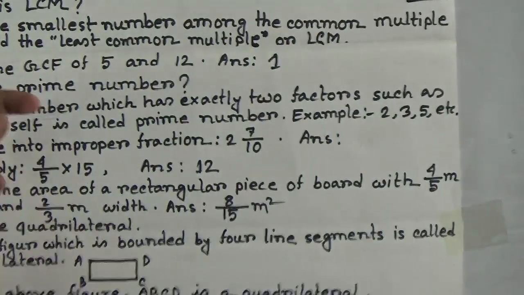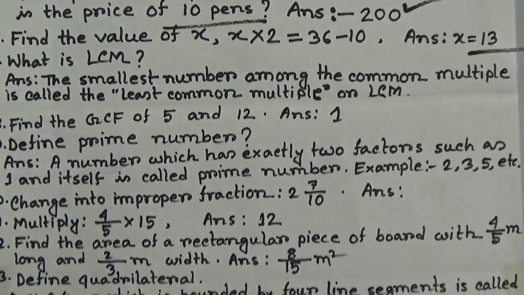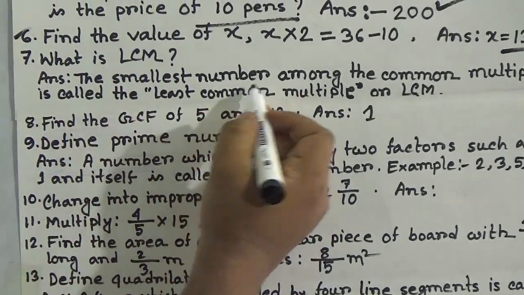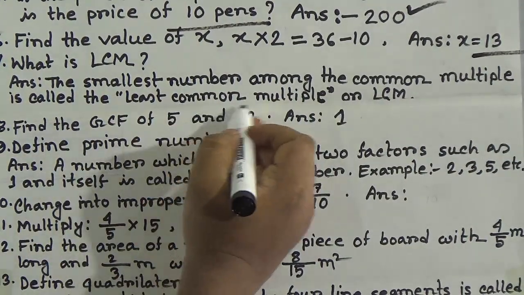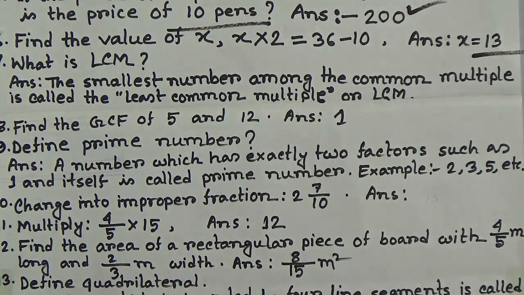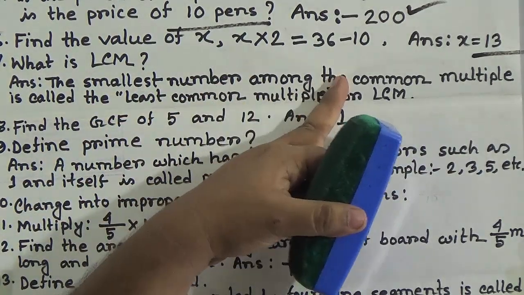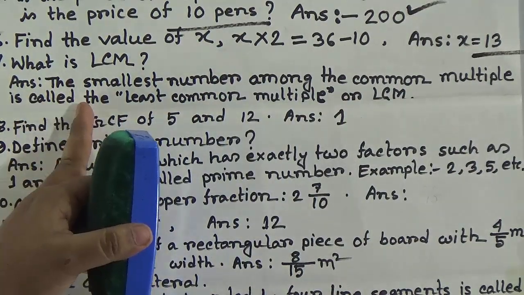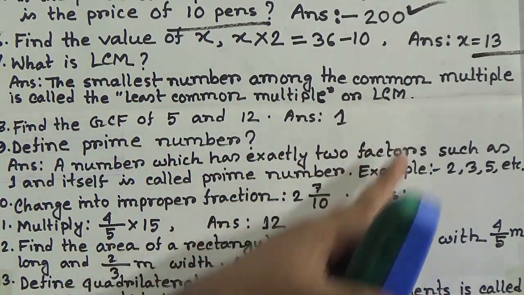Our next question is, what is LCM? The smallest number among the common multiples is called the least common multiple, or LCM.